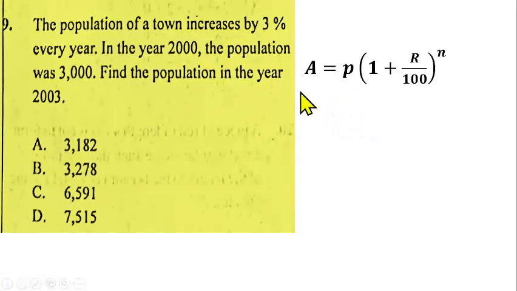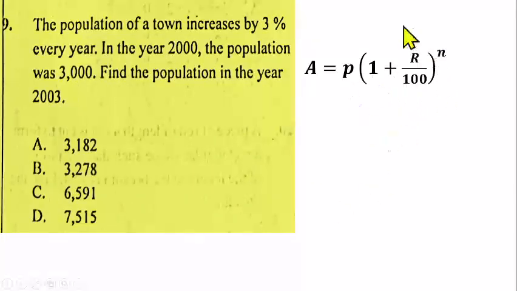All we need to do is to have the amount equal to principal into 1 plus rate over 100, raised to power n. This amount is the population, where P will represent the number of people in the year 2000, which was 3,000, R will be the rate, which is 3%, and n will be the difference between 2000 and 2003, that will be 3.